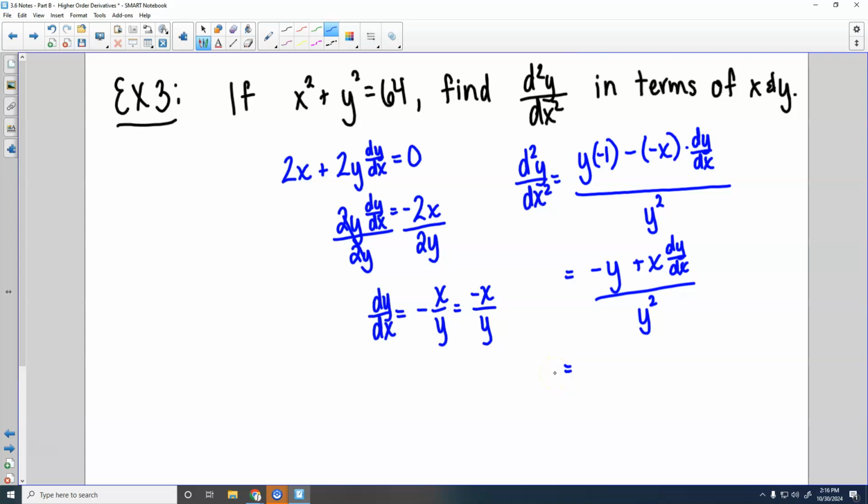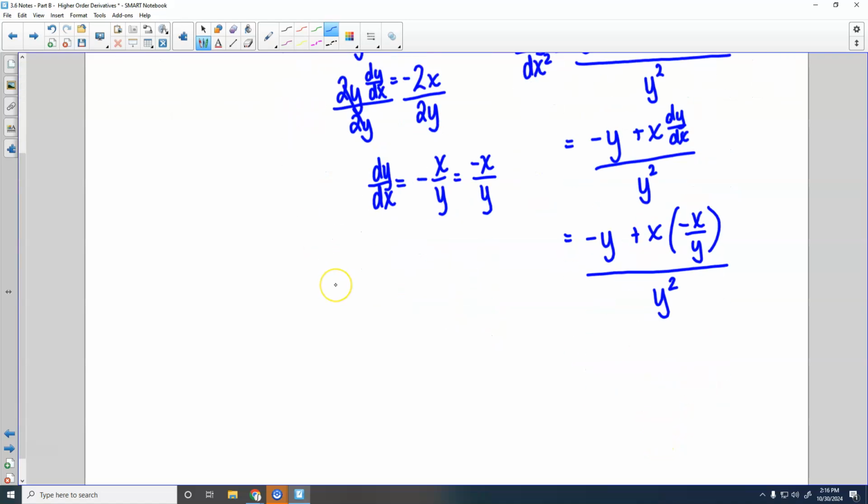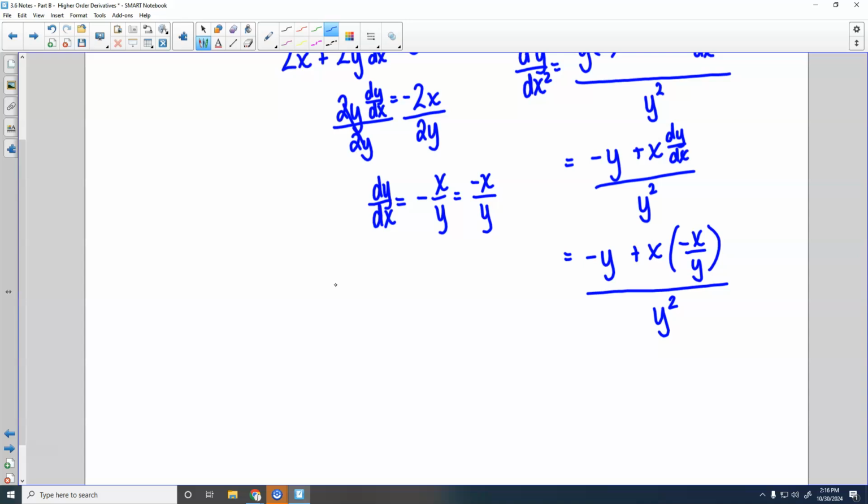Do you guys remember what to do next? Plug in negative x over y for our dy/dx. So I've got negative y plus x times negative x over y, over y squared. And so if I put those two together, I've got negative y minus x squared over y, all over y squared.